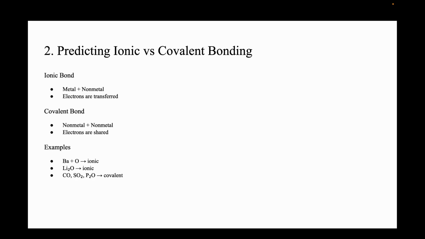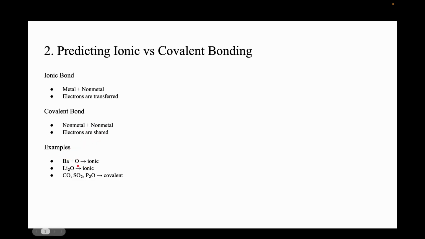So now we need to know the difference between ionic and covalent bonding. This is important. I know this unit has been all about ionic bonding, but covalent bonding did show up on the previous quiz, so I just want to address that and make sure everybody knows what covalent bonds are. So ionic bonding, we already know, is metals and nonmetals. Electrons are transferred. Covalent bonds are nonmetals plus nonmetals, where electrons are shared.